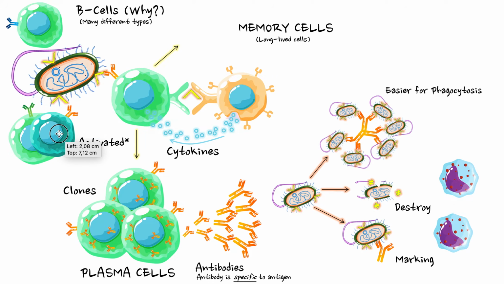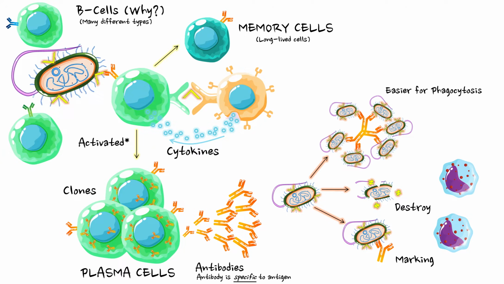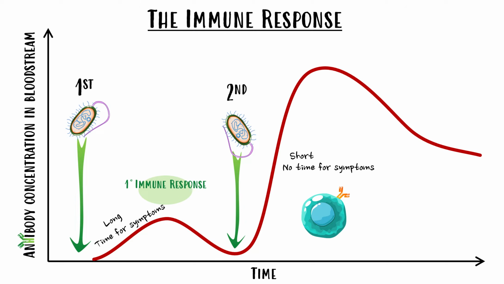So now, the next time you get infected, you'll have a whole bunch of these memory cells. They will recognize this pathogen, and instead of needing to be activated by a T cell, they're already ready. They just have to find you, and then they can make these antibodies. So it's much, much quicker. Because of this, the second time is much, much better. We call this our secondary immune response.